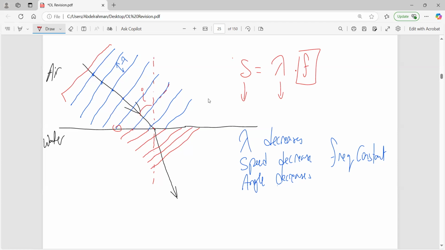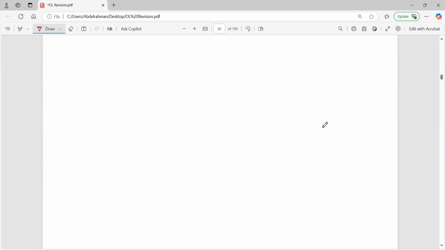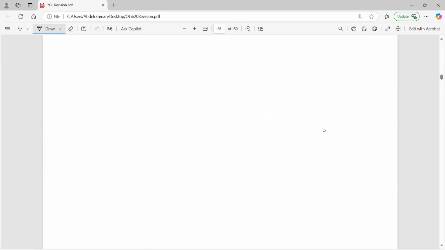The frequency is constant for one wave, whether light or infrared or whatever, moving from air to water, from the less dense to the more dense medium. What happens if it goes the other way around? What happens if the light moves from the more dense to the less dense?